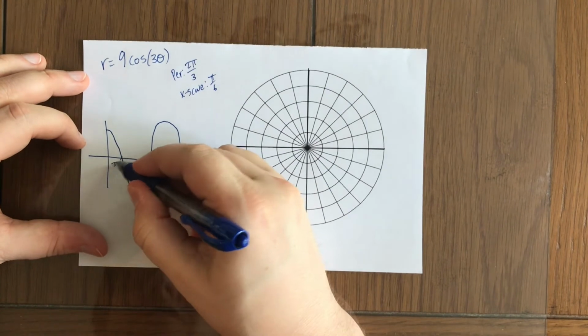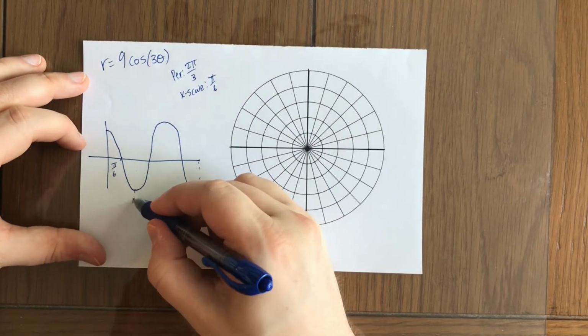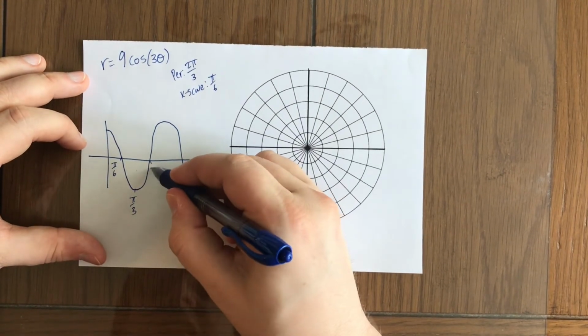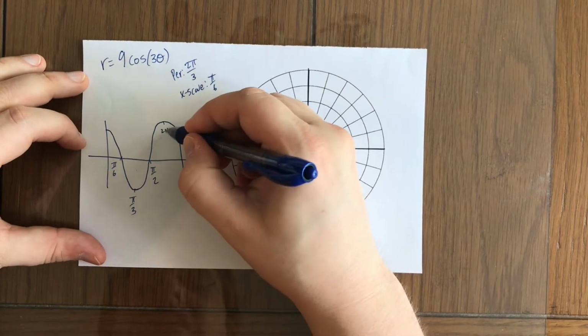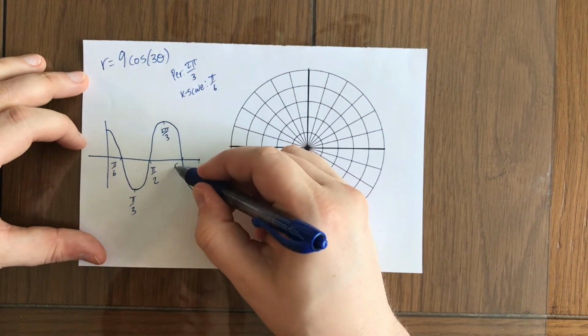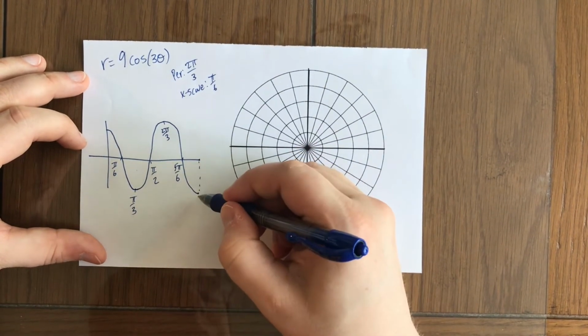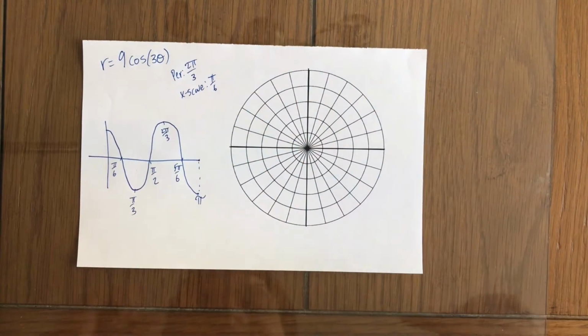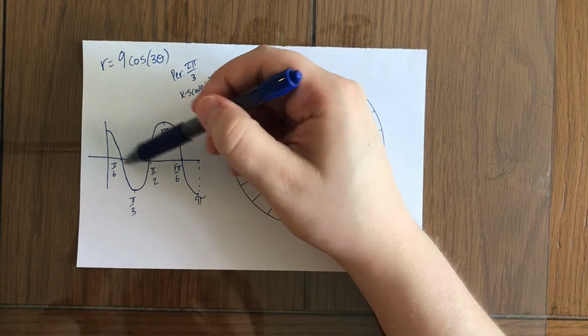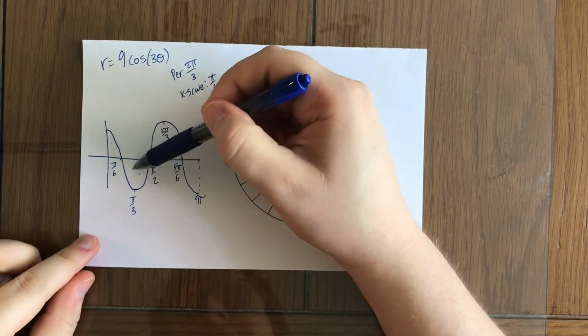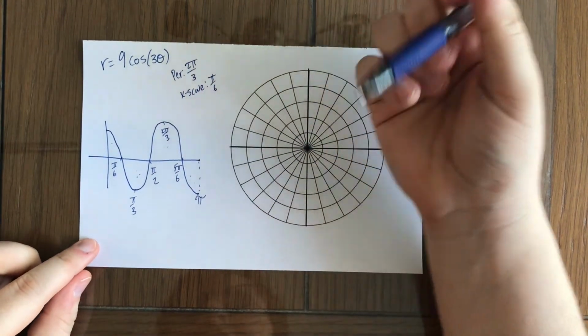Here's pi over 6. This will be pi over 3. This will be pi over 2. This will be 2 pi over 3. This will be 5 pi over 6. And this will be 6 pi over 6, or pi. And what this is going to create is 3 petals. Here's a half petal, here's a full one, and another half one.